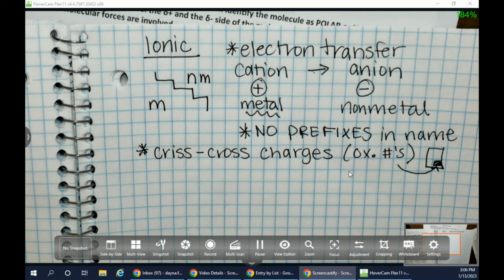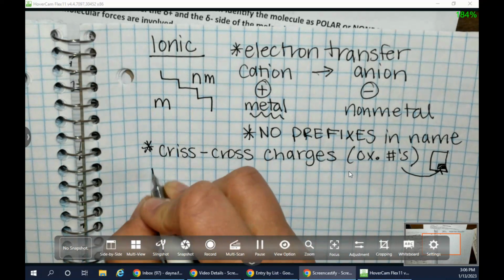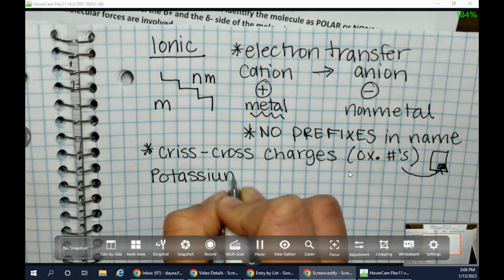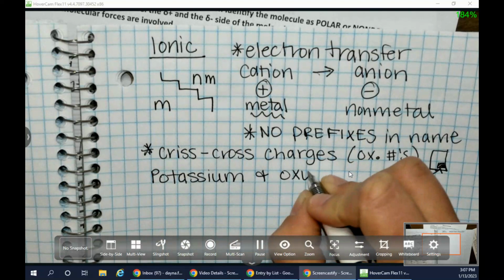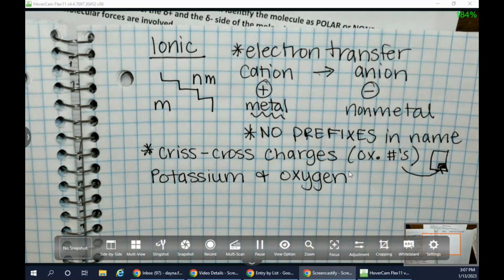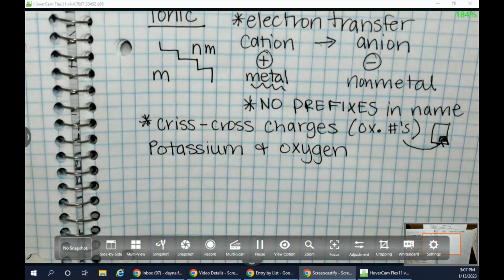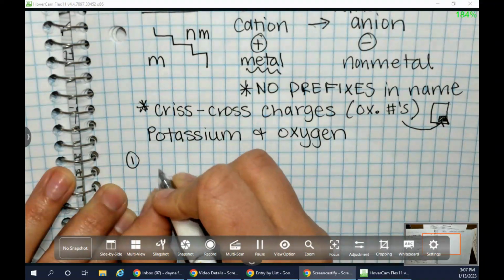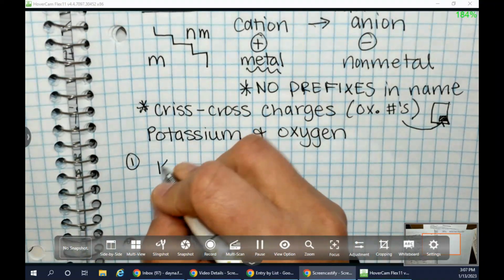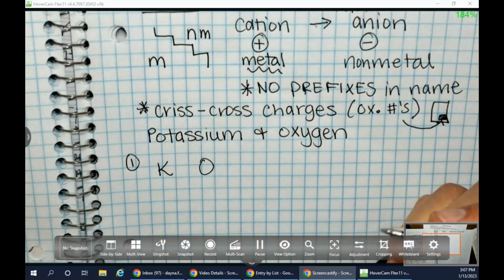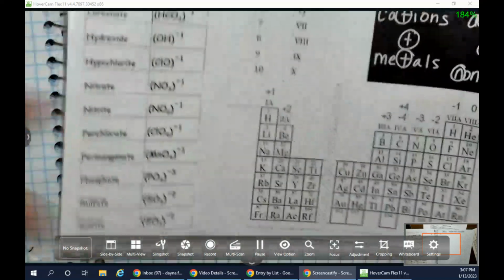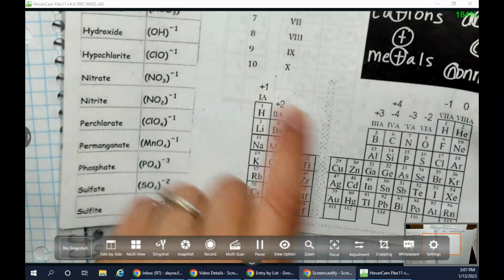Okay, so for example, if we had the example of something that had potassium and oxygen, how does the electron transfer go? When you're asked to draw that, the first thing you're going to do is write your formula. So we're going to figure out potassium is K, oxygen is O. I'm going to look at my little reference page down in the bottom right. I'm going to get their oxidation number. So potassium had a +1, oxygen had a -2.